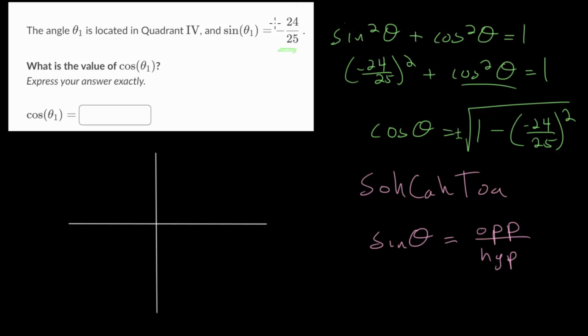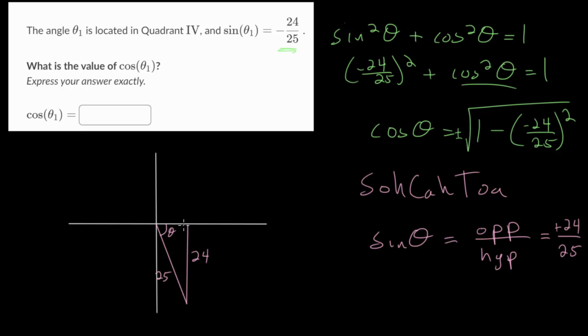And in this case, we're told that the opposite side is negative 24 and the hypotenuse is 25, and the negative just tells us that we're going downward, but the actual length of that will be positive. So we are in this fourth quadrant, and we can draw in this triangle, which will have a hypotenuse of 25 and an opposite side length of this angle here of 24.